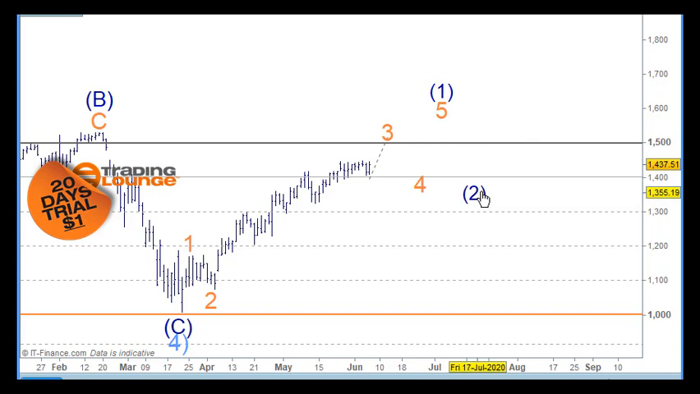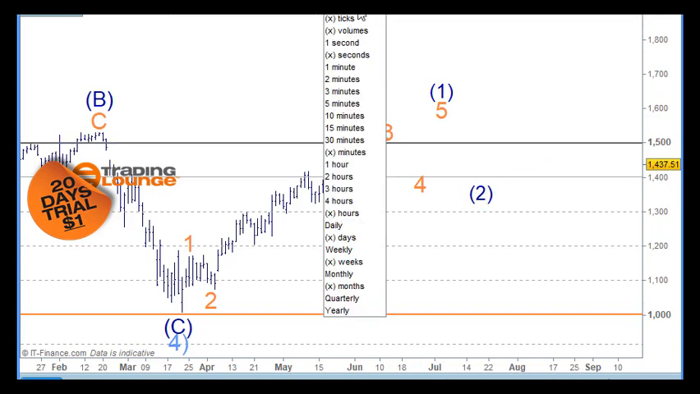And let's go in and take a closer look at this on the, what chart have I got? 4-hour chart is good.